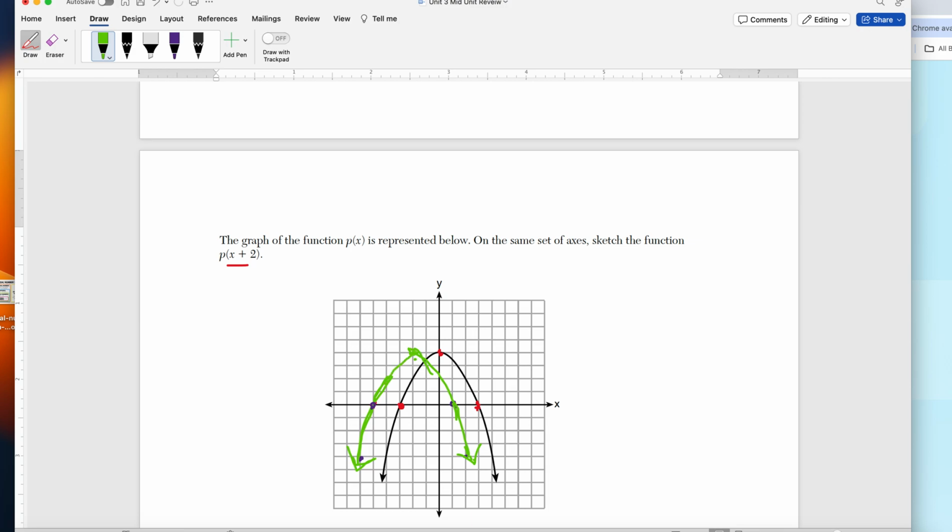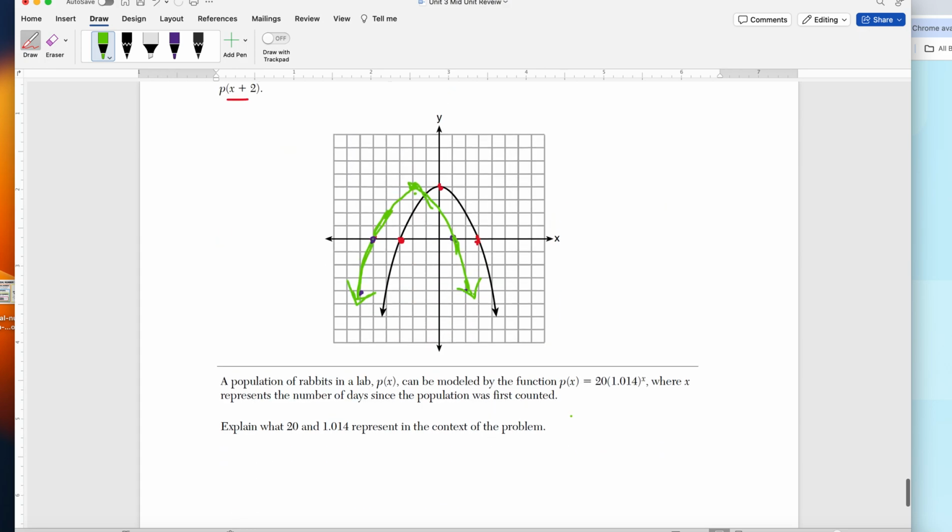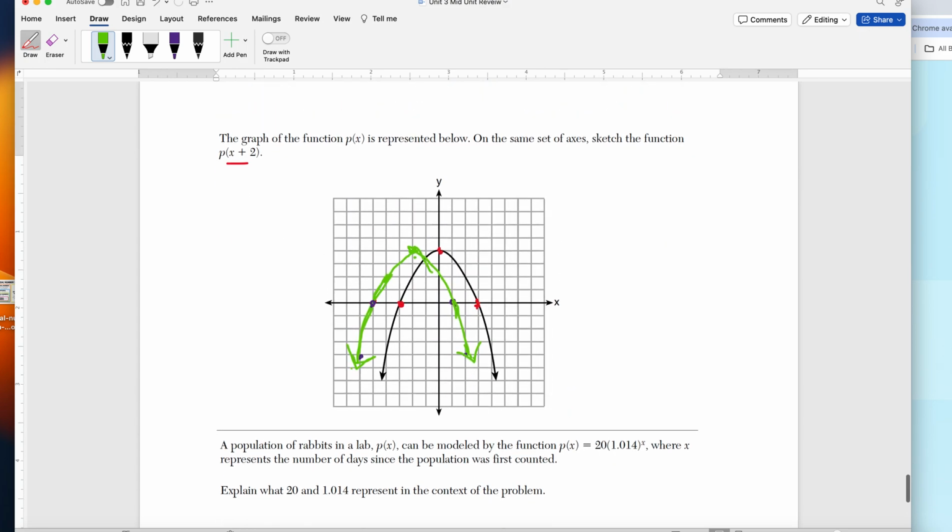Okay, that's where my vertex should be. Now it's going to ask, I think about, okay, let's see. No, it doesn't ask about the vertex.